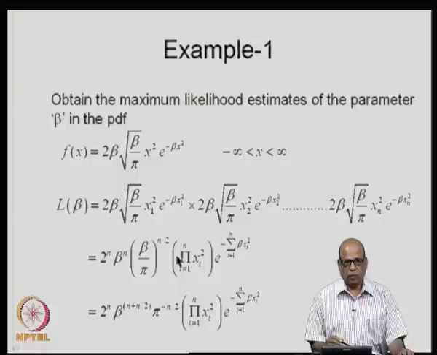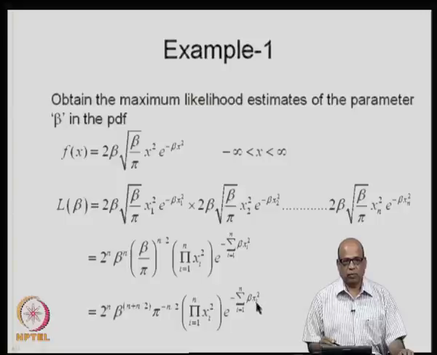So, I write that as product of i is equal to 1 to n x i square, then e to the power minus beta x 1 square plus x 2 square etcetera. So, I write this as e to the power minus summation i is equal to 1 to n beta x i square. So, in a simple form we write it as 2 to the power n beta to the power, there is an n here and n by 2 here. So, I write it as beta to the power n plus n by 2, then pi to the power minus n by 2 corresponding to this term, into the product i is equal to 1 to n, this term remains the same and this term remains the same. This is the likelihood function.